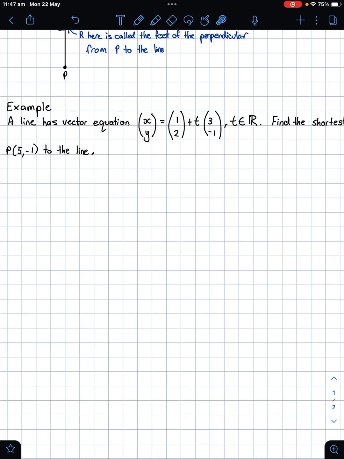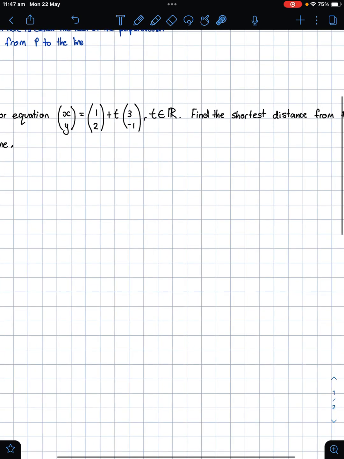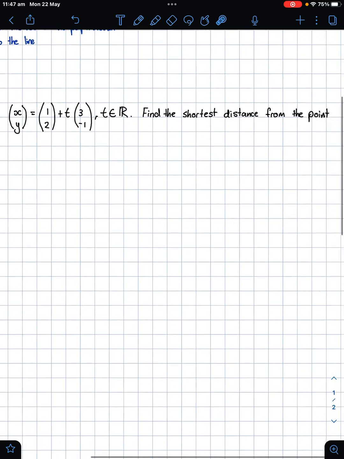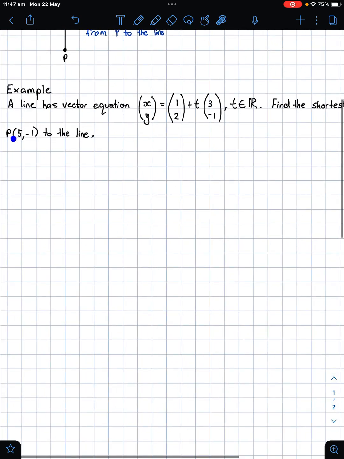A line has a vector equation, which is given here, where our initial point is 1, 2, and we're going across in the x direction 3 and down in the y direction by 1 every t. Find the shortest distance from the point 5, -1 to the line. So let's just start this off with a graph.